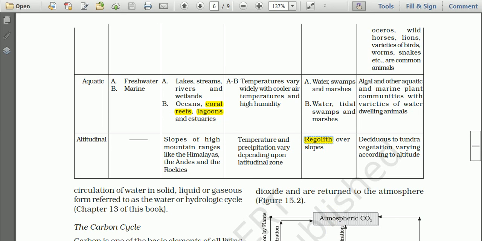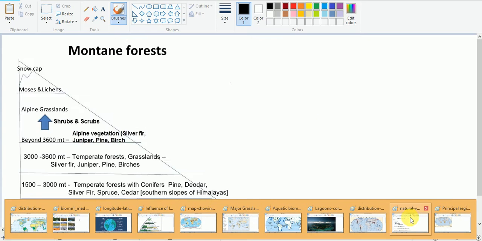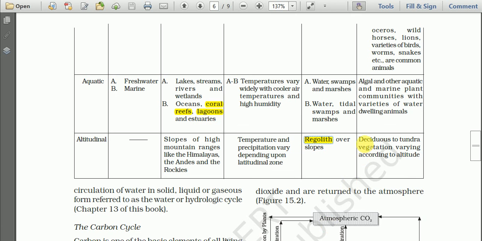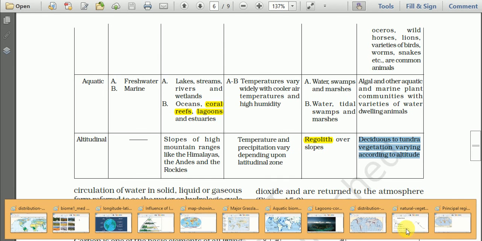See, sometimes you may find, just see here, this is a mountain slope, and here in the upper slope of the mountain you will find rock fragments. Okay, and below it you may find these hard bedrocks, and those loose fragments of rocks are known as regolith. Okay, and about the vegetation, deciduous to tundra vegetation varying according to altitude. So according to altitude, see here in this diagram.